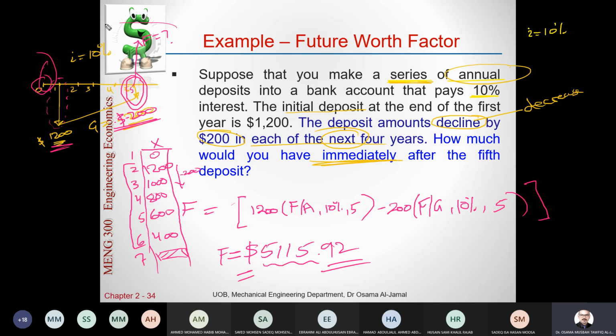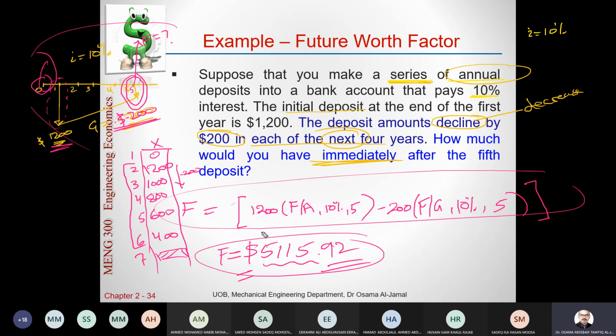So: standard cash flow diagram, standard notation, final answer. That's how you get marks for any problem. Cash flow diagram, standard notation, and final answer. Anything in between, if you do calculations, is only for you. No one will see it. What are they going to see? Those 3 things: cash flow diagram, standard notation, final answer.